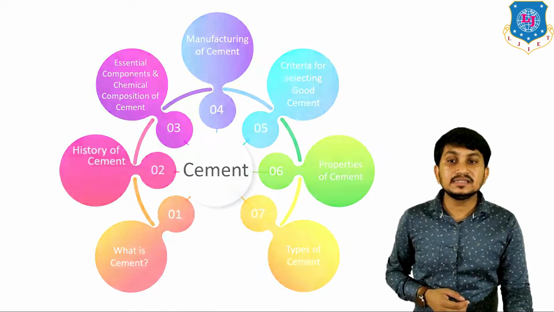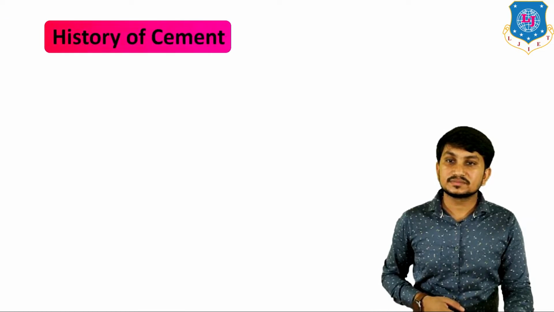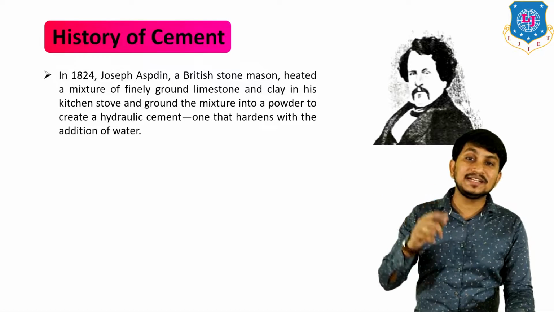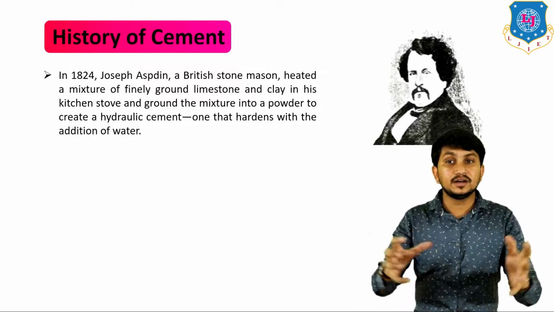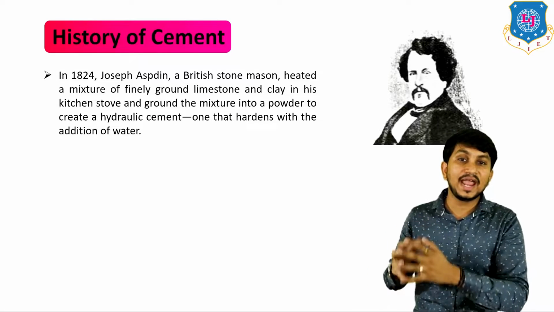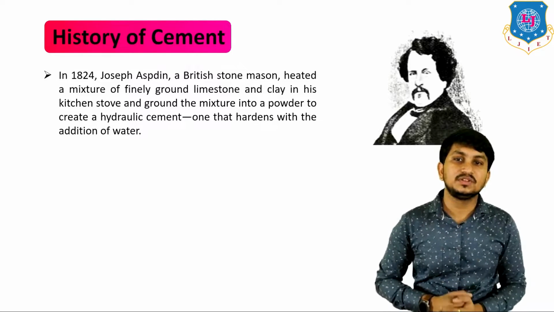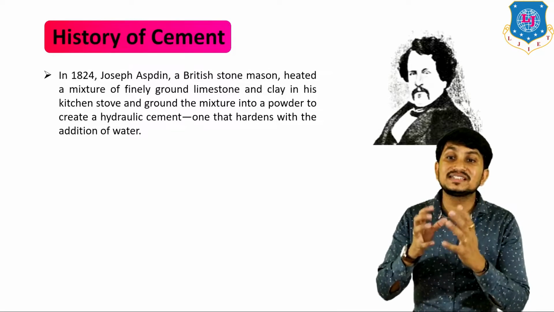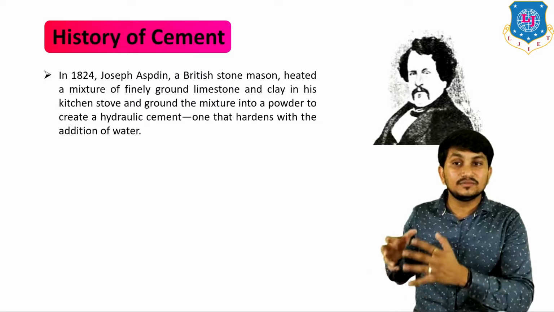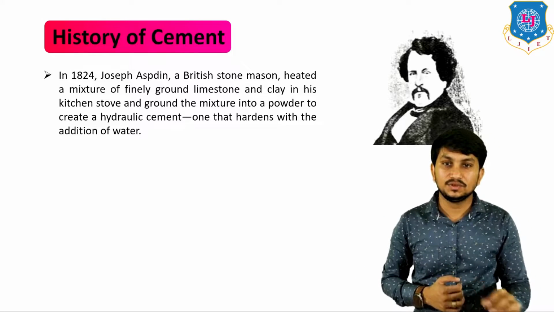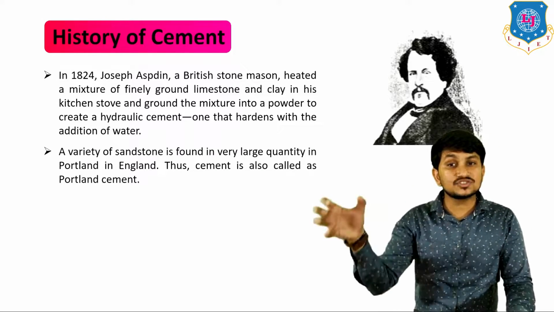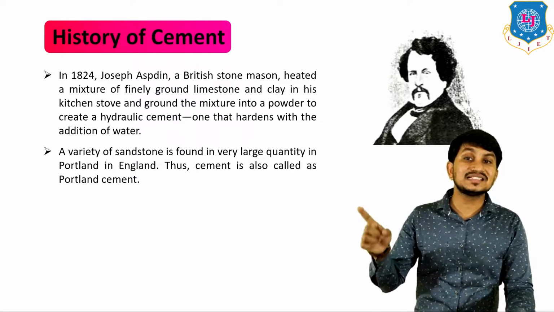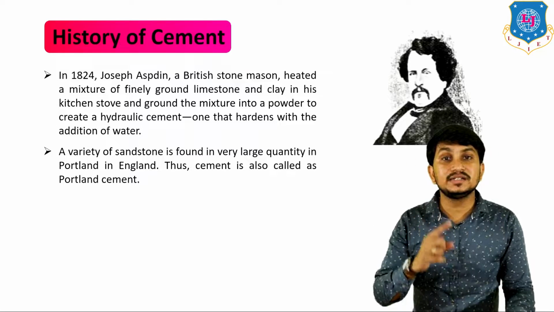Now the second topic is the history of cement. In 1824, Joseph Aspdin, a British stonemason, heated a mixture of finely ground limestone and clay in his kitchen stove and ground the mixture into a powder to create hydraulic cement, one that hardens with the addition of water. A variety of sandstone is found in very large quantity in Portland in England. Thus, the cement is also called Portland cement.